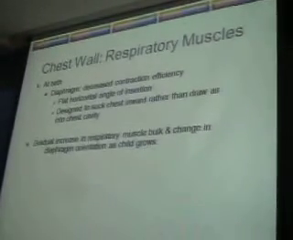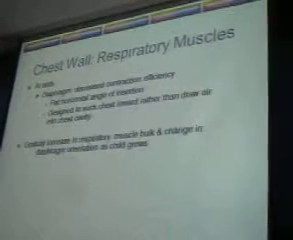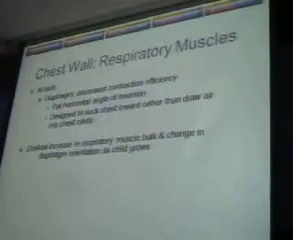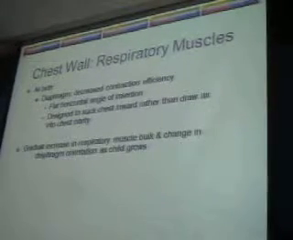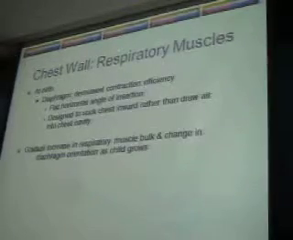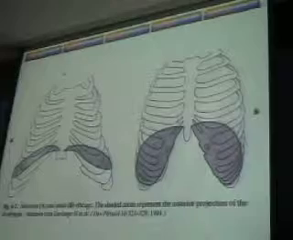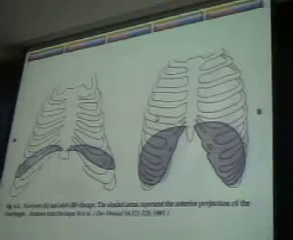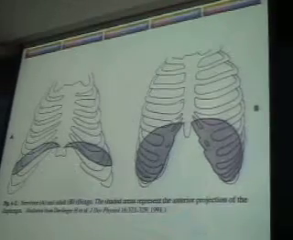Yung diaphragm nyo naman at birth, it has a decreased contraction efficiency because of the flat horizontal angle of insertion, and it is designed to suck the chest inward rather than draw air into the chest cavity. So pag titignan nyo at birth, you have the triangle shape. Then, pag lumaki na, you have the barrel shape na. Okay?